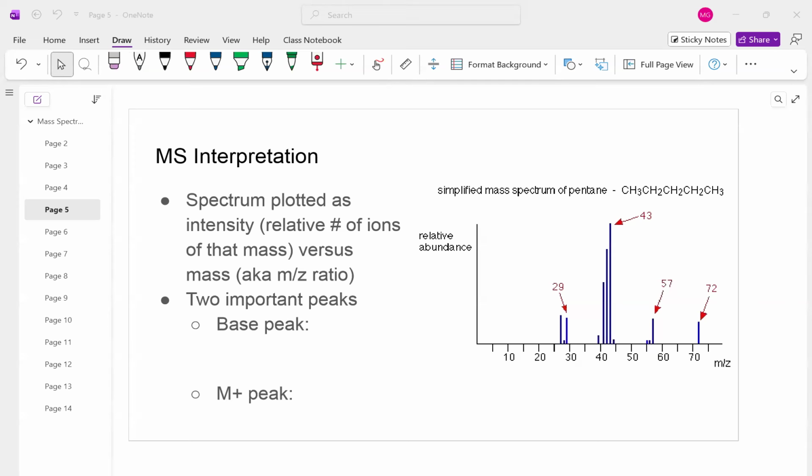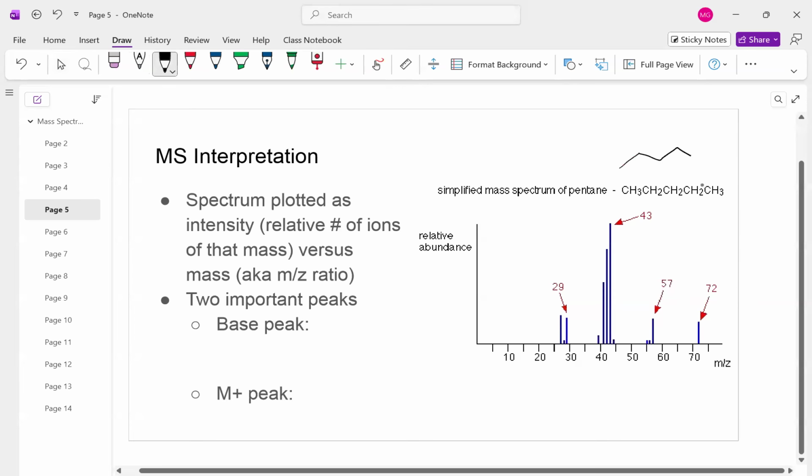All right, so what we're going to look at in this video are some common things that you should know about interpreting mass spectra. And then in the video that follows, we'll look at common fragmentation patterns of various functional groups. So here's a simplified mass spectrum of the compound pentane. I'll draw its skeleton formula there.